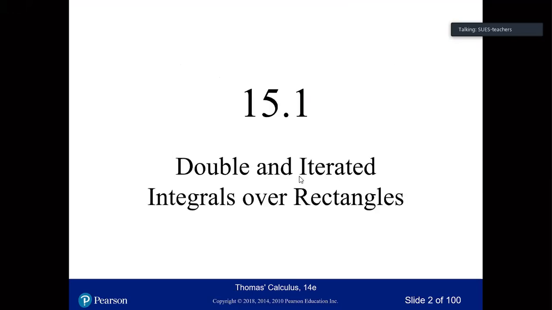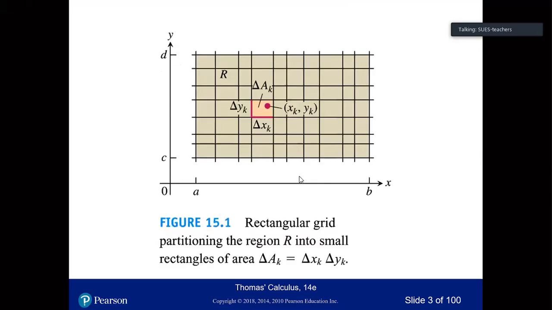So the first thing we are going to discuss is double and iterated integrals over rectangles. Going back to our geometry and partial derivatives, we were already discussing what a surface looks like in three-dimensional space. Now we are no longer discussing what the surface looks like. We are trying to get the volume under that surface.